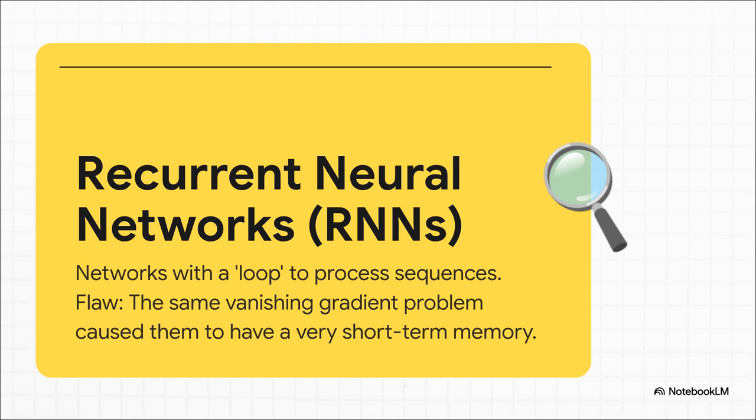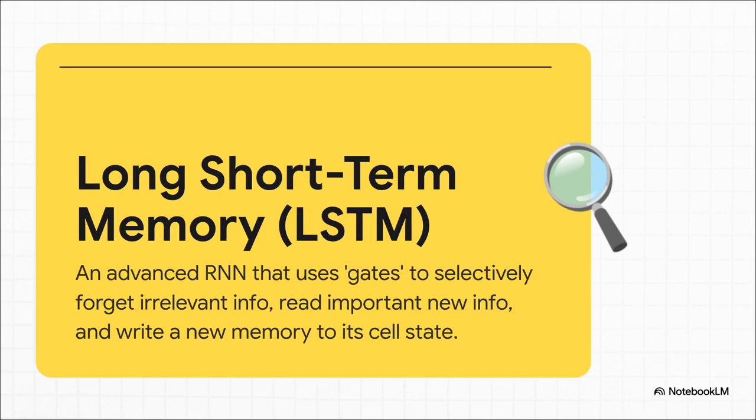But you guessed it, it had a fatal flaw. That same old vanishing gradient problem came roaring back, which basically gave the RNN a terrible short-term memory. It would forget the beginning of a long sentence by the time it got to the end. So the fix for that was a much smarter kind of network unit called a long short-term memory, or LSTM. And this thing was literally designed to act more like a human memory. It has these internal gates that are constantly making decisions. There's a forget gate to throw out useless information, an input gate to let in important new stuff, and an output gate to decide what memory to pass along. This whole system let it hold on to context for much, much longer.